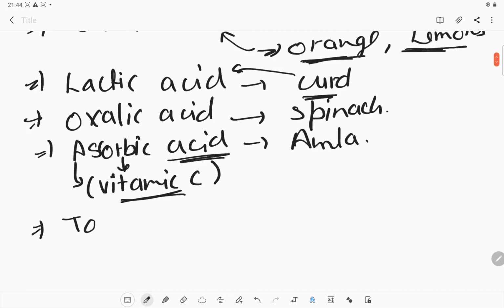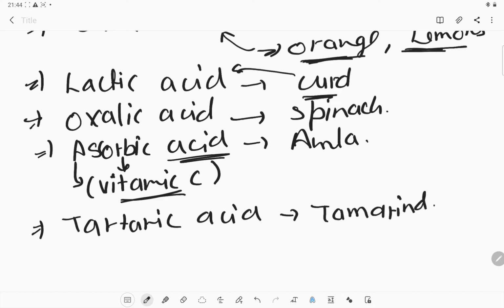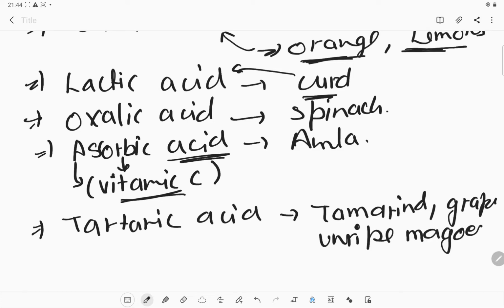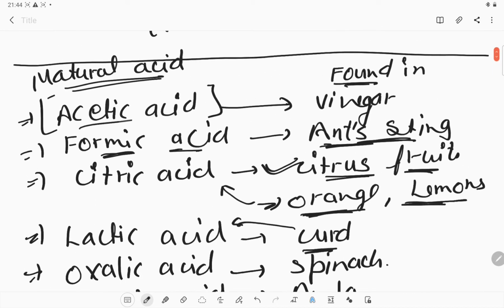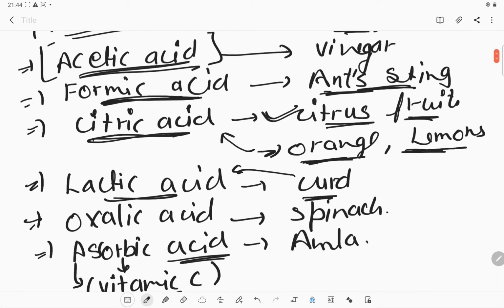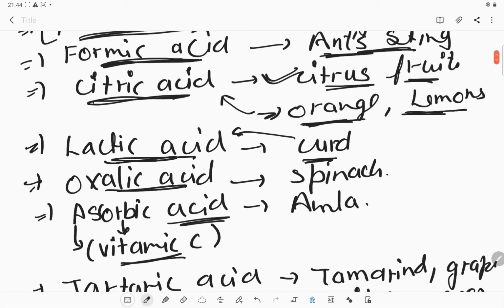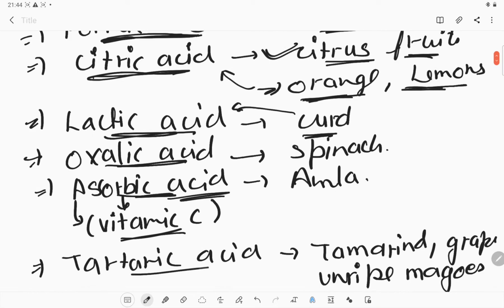What else? Tartaric acid. Tartaric acid is also a natural acid which we can get from turmeric as well as grapes and some unripe mango. So all these contain some acid. So these are the examples of natural acids: acetic acid, formic acid, citric acid, lactic acid, oxalic acid, ascorbic acid, and tartaric acid.